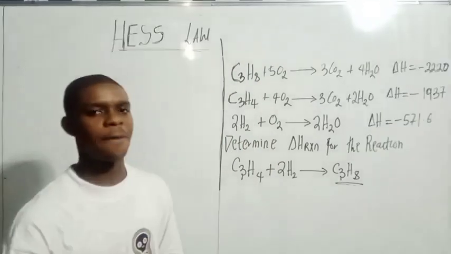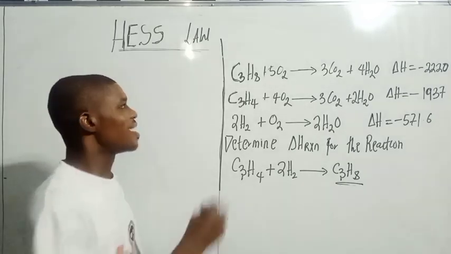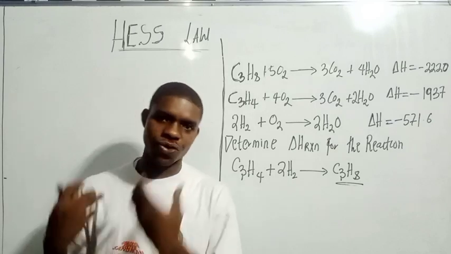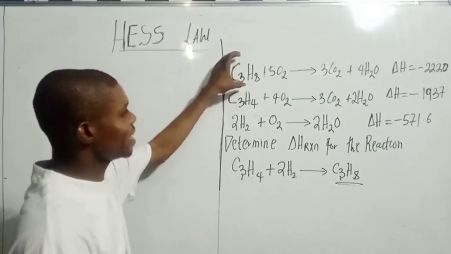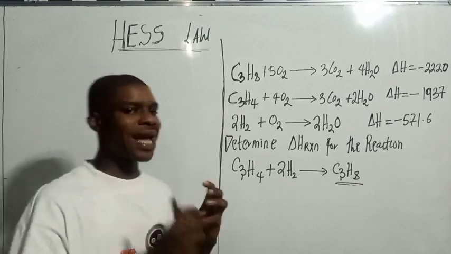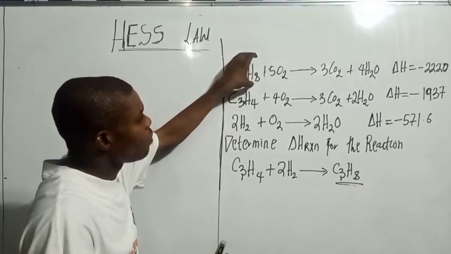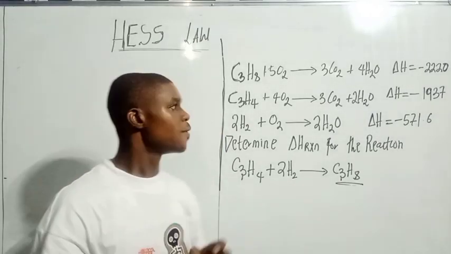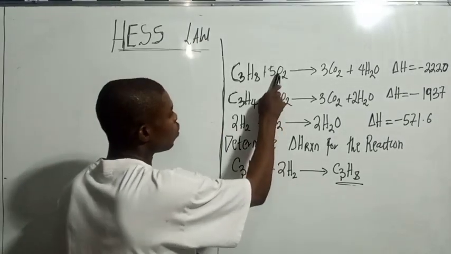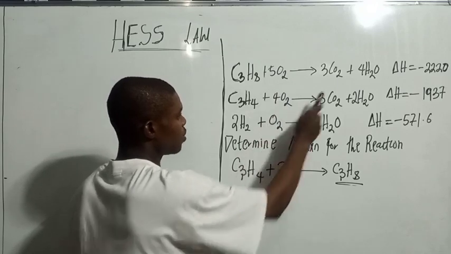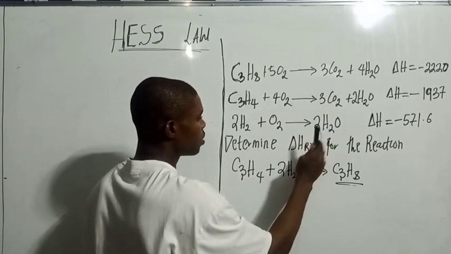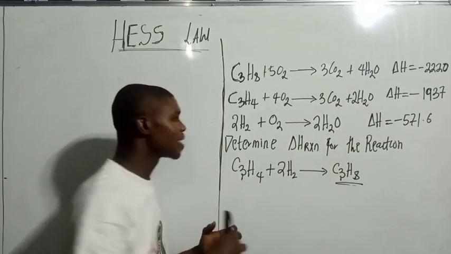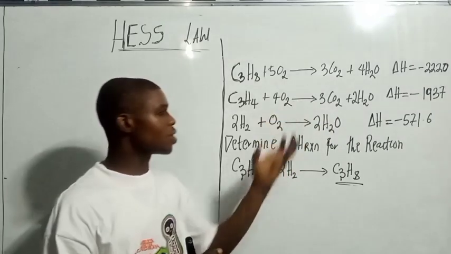The first thing you want to do is circle out species that are unique to a specific reaction, in the sense that what is here, you cannot find there. That is what we call unique species. If you check very well, here we have oxygen, here we have oxygen, here we have oxygen. We have CO2 in all three and water in all three. So these ones are not unique.